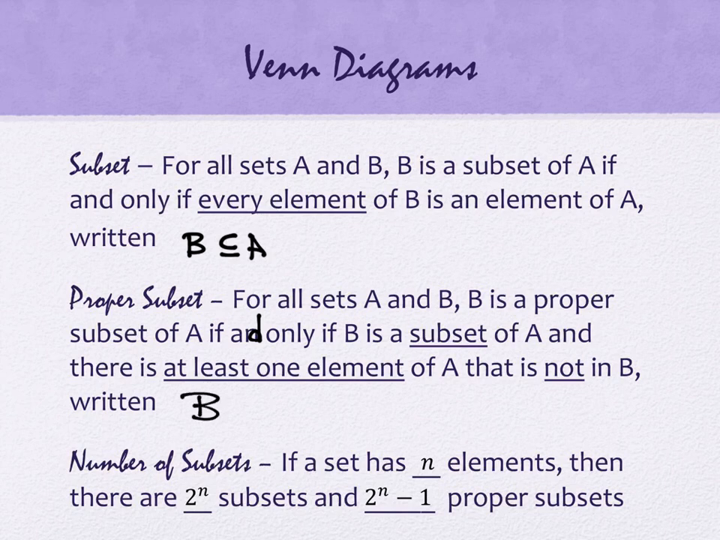The notation for that looks the same, but it excludes the equals underneath. What it's saying is that it can't be equal. The first one could.